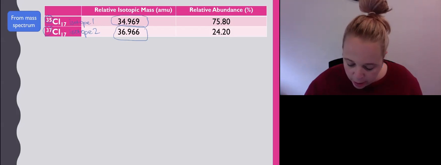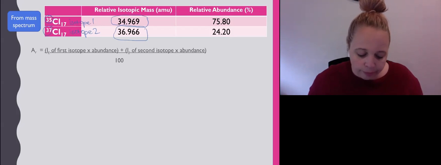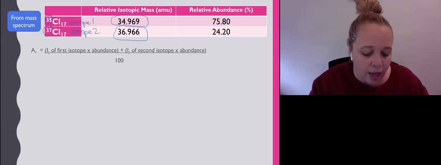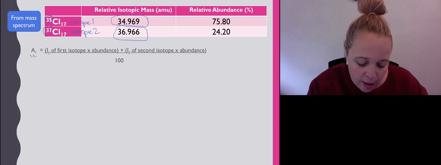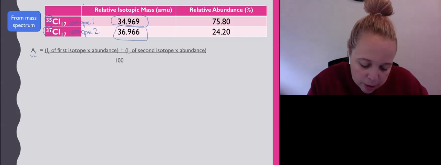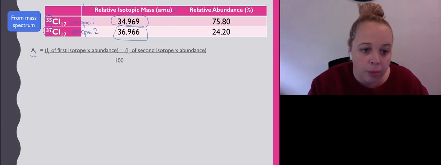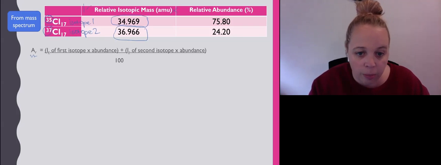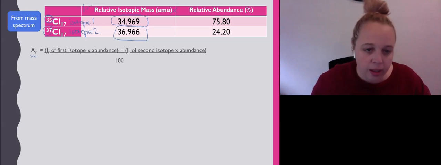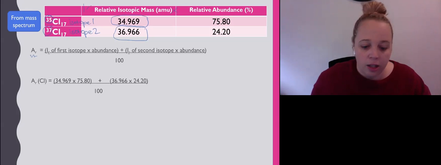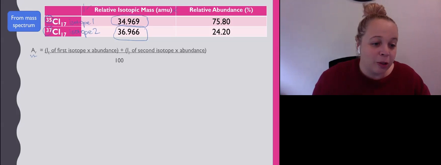So what are we going to do with this? We're going to plug it into an equation. This equation is: the A_R, the relative atomic mass, is equal to the I_R of the first isotope multiplied by its relative abundance, plus the I_R of the second isotope multiplied by its abundance, all divided by 100. So just to save me having to write this out, it would be good for you to pause and try and do this yourself, and then we'll go through the answers.